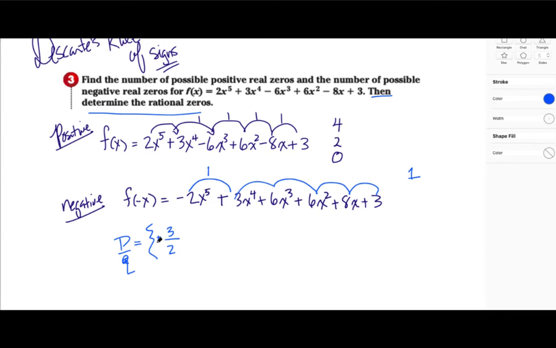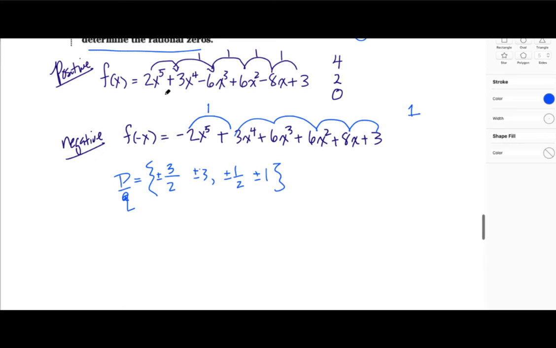So I have plus or minus 3 over 2, plus or minus 3, and plus or minus 3 over 2. And then I've got to do plus or minus 1/2 and plus or minus 1. And it's 1 over 1. So I think I've gotten all the possible p's, factors of 3, over factors of 2. And now I've got to try those in this polynomial.